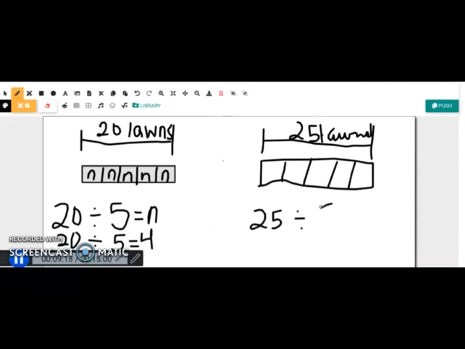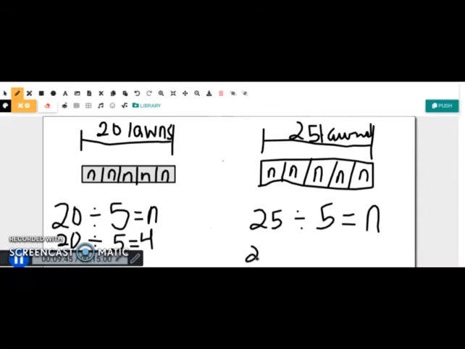So we're still looking for N. That doesn't change. It's going to look the same. But my question was, would N still equal 4? So let's think about how that would look. We are now dividing 25 by N, and we have more lawns to divide. So would it still equal 4?